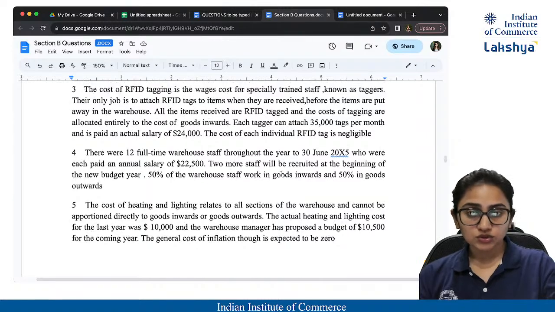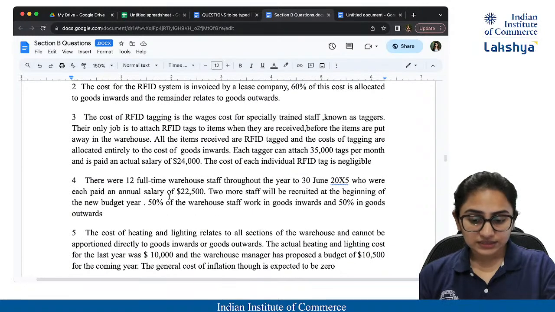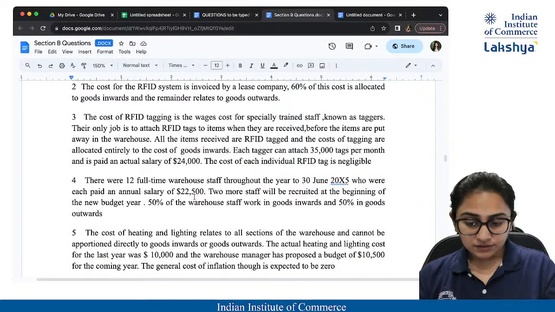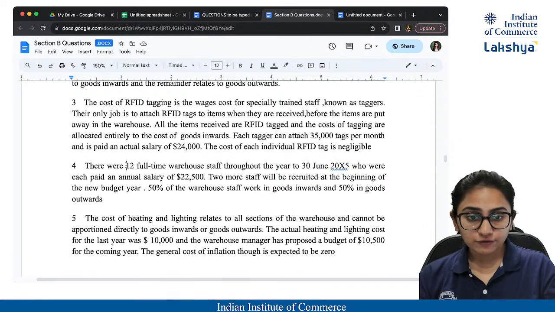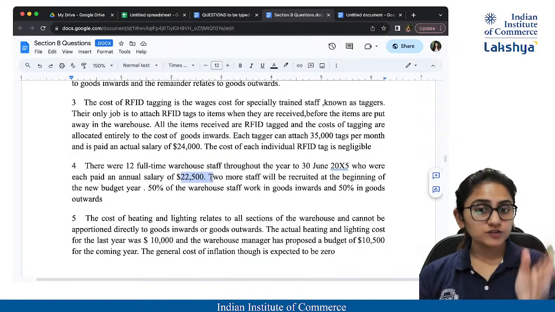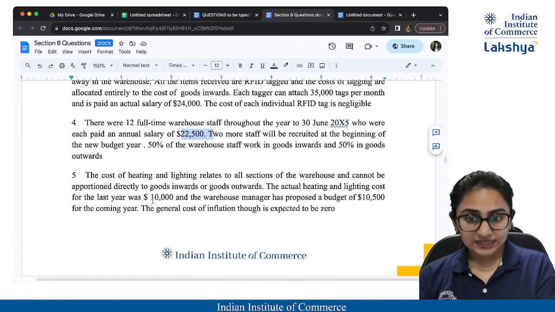So the total warehouse staff salary, what is the warehouse staff salary? 22,500 is the warehouse staff salary. And what is the number of people working in the warehouse staff? So it is 12 full-time and 2 more staff, so 14. So 14 into 22,500 is the total salary, out of which 50% is inward and 50% is outward. So we're going to make a working note for that. And the last one is heating and lighting.